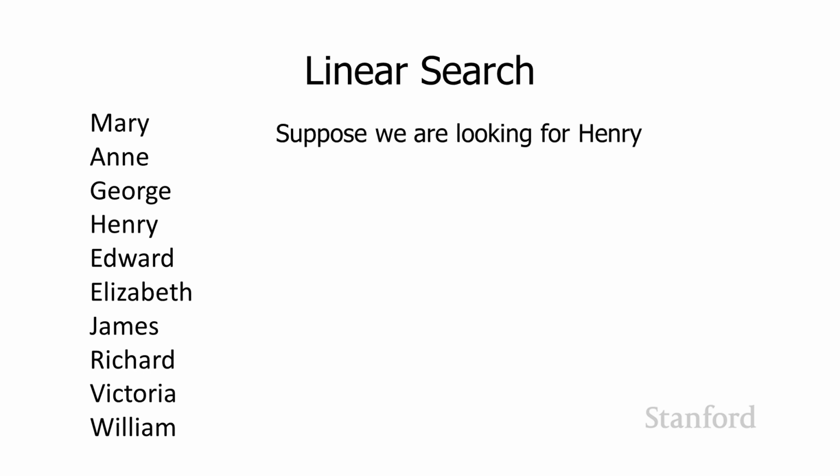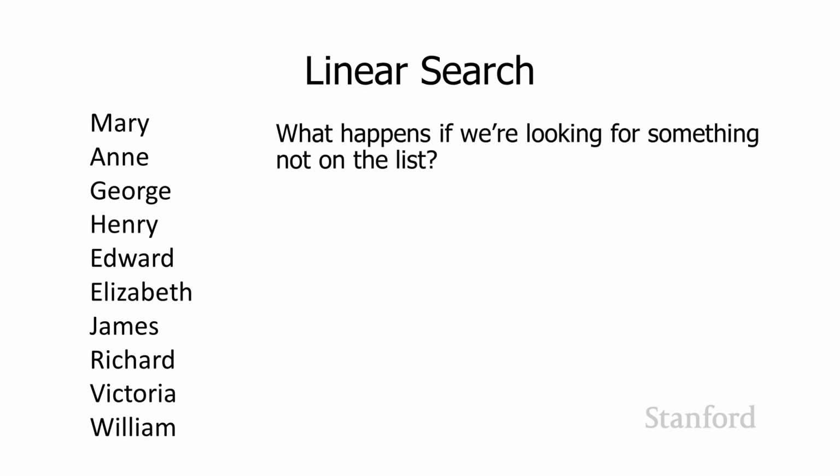So suppose we're looking for the name Henry. We would start off with Mary. Is Mary Henry? No, it's not. Then we go down to the next item and ask, is Anne Henry? No, it's not the item we're looking for. Is George Henry? No, it's not the item we're looking for. Is Henry Henry? Oh, yeah, that's the item we're looking for. Therefore, the item is in our list.